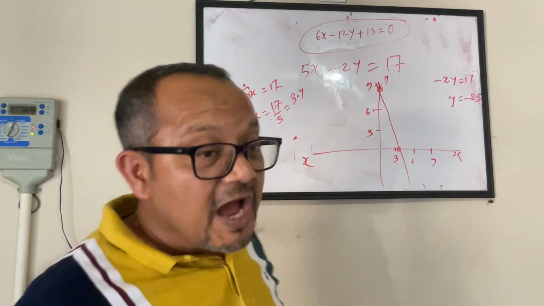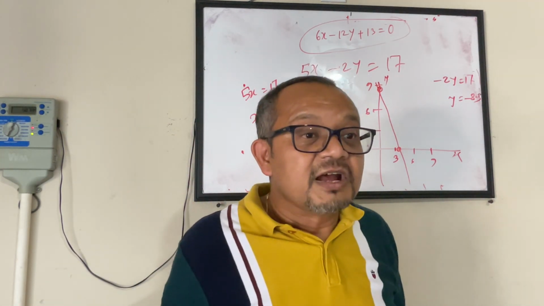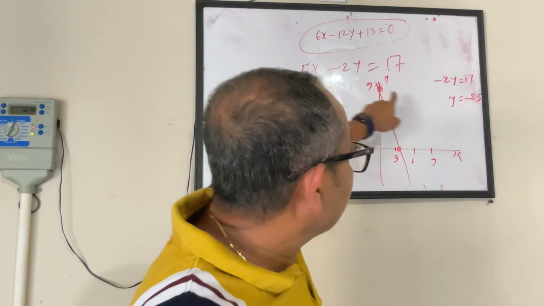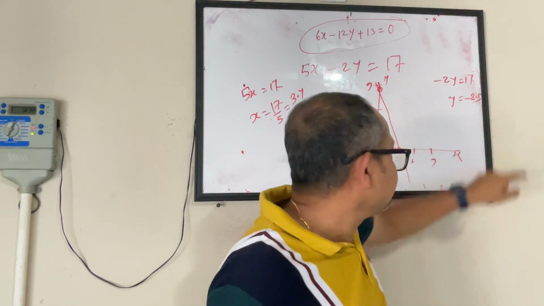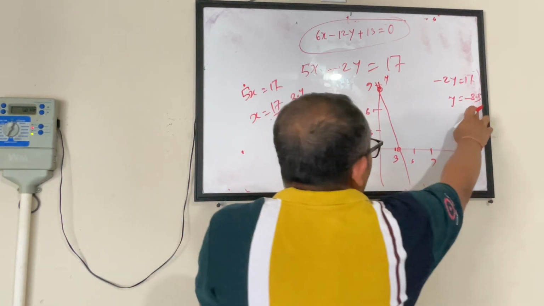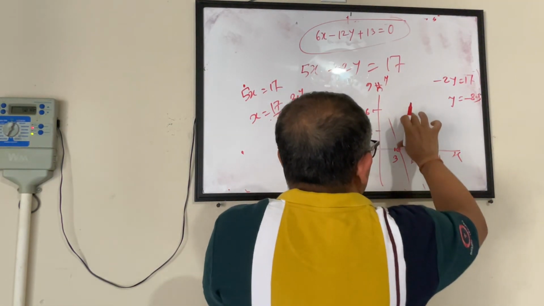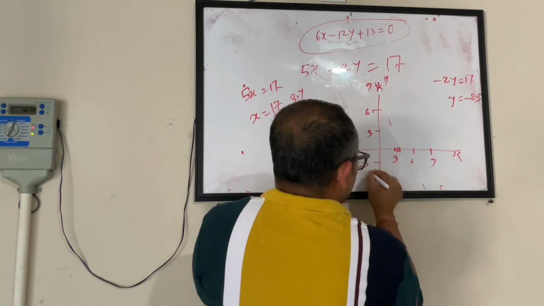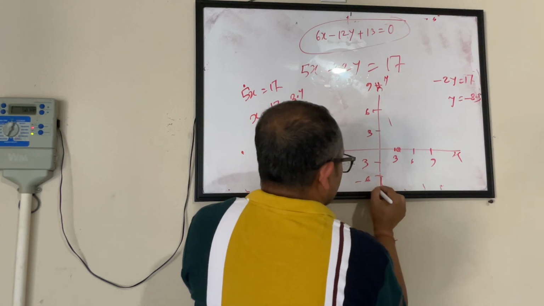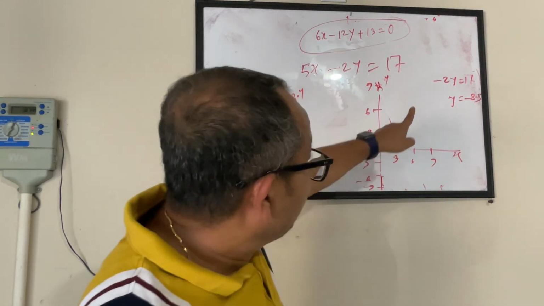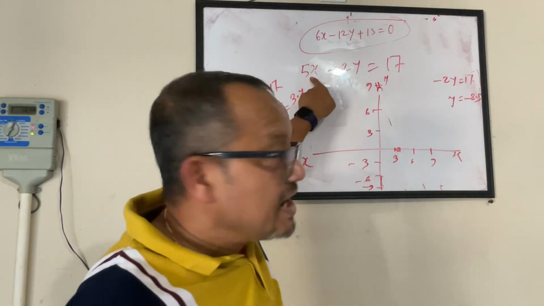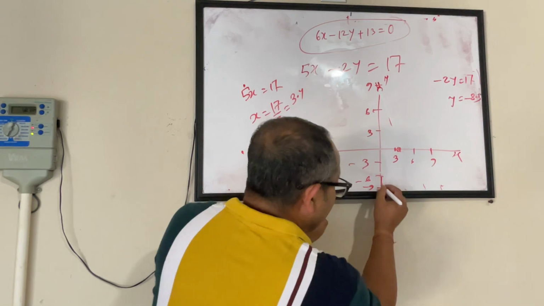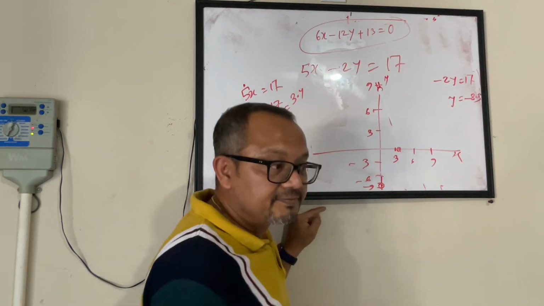We said, okay, fine, I want to choose the value of x as 0. Tell me what is the value of y. We chose the value of x as 0. It gave me a value of y of minus 8.5. So I made a mistake. When I chose the value of x as 0, my value of y was minus 17 by 2, that is minus 8.5. So it would have been here.